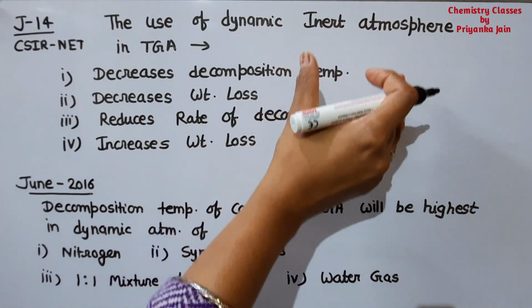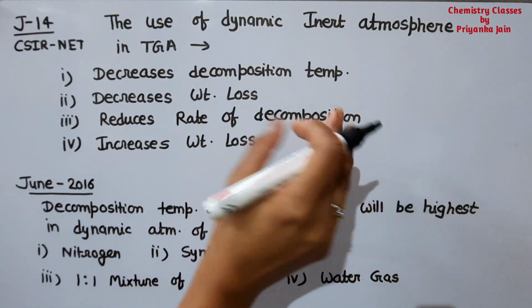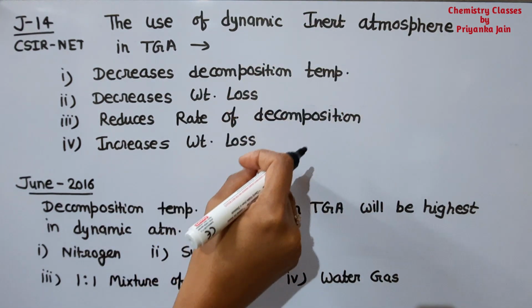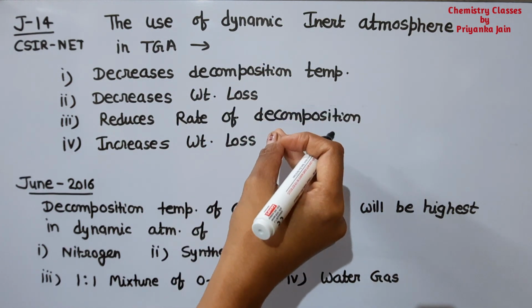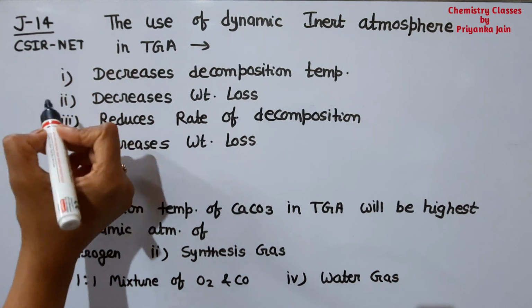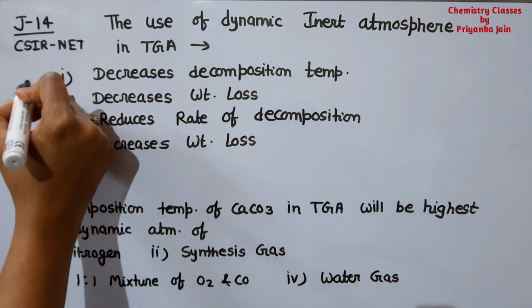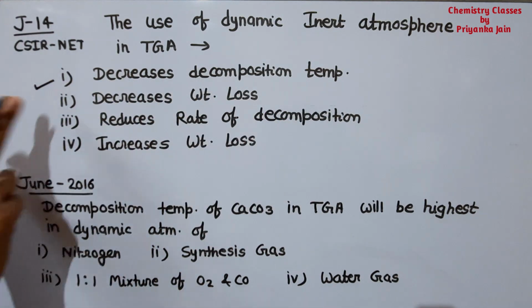These gases will not interact with the sample. It means it will decrease the heating rate and it will decrease the decomposition temperature. So these gases are used for decreasing the decomposition temperature. It means option number 1 is the right answer.